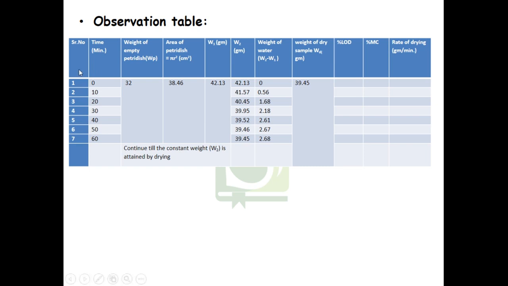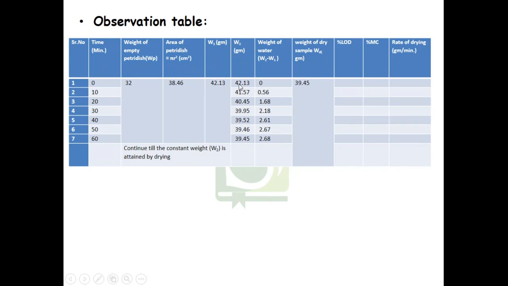So here we have time. After every 10 minutes we have recorded the weight. Then we have the weight of the empty plate or the petri dish, which was 32 grams. Then we have calculated the area of the petri dish using the formula pi r square. Okay, so it is 38.46 because the diameter was 7 centimeters, and hence the radius will be 3.5 centimeter. Then W1, that is the weight of the sample plus the weight of the petri plate before drying, which was 42.13.